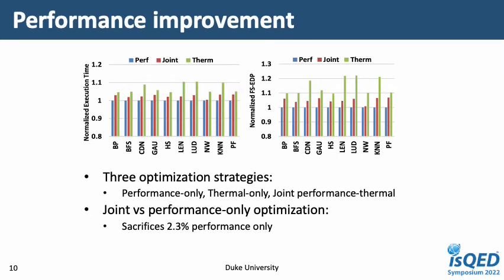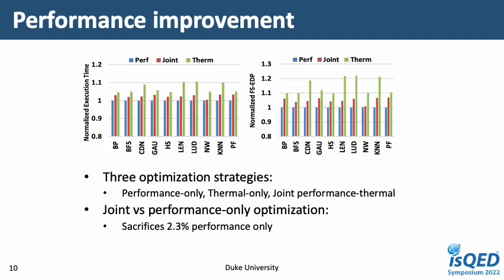And here we present some results. We have designed the CPU GPU based system with three different optimization strategies in mind. In the first case, we optimize only for performance. In the second case, we optimize only for temperature. And in the third case, we optimize jointly for both performance and temperature. Here we are showing the performance, which we measure using the execution time and the full system EDP.